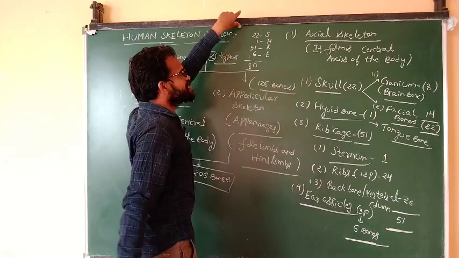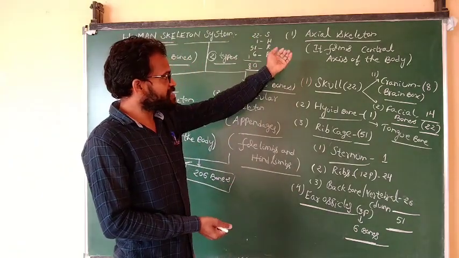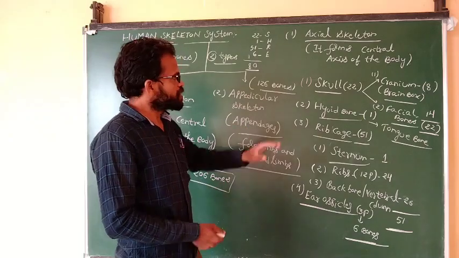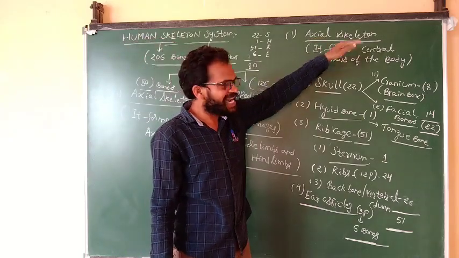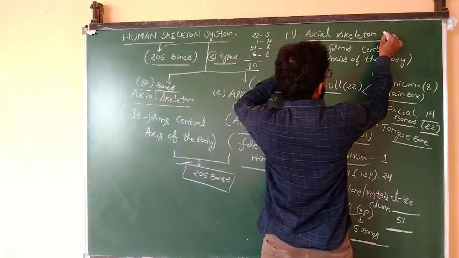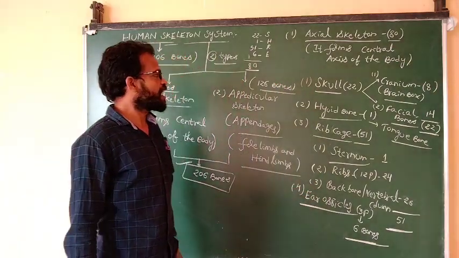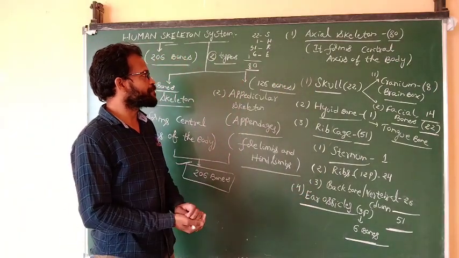How many bones are present in the axial skeleton of the human body? It forms the central axis of the body. How many bones are present in the axial skeleton? 80 bones are present in the axial skeleton.